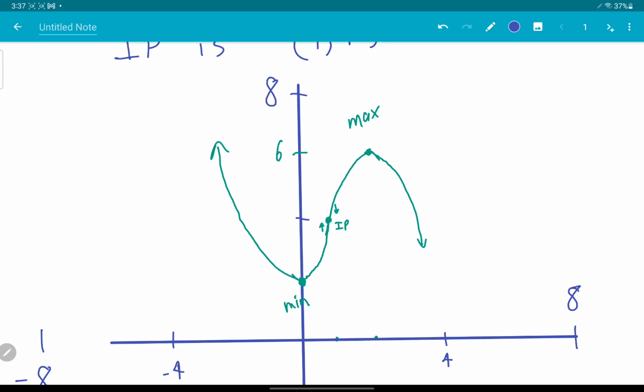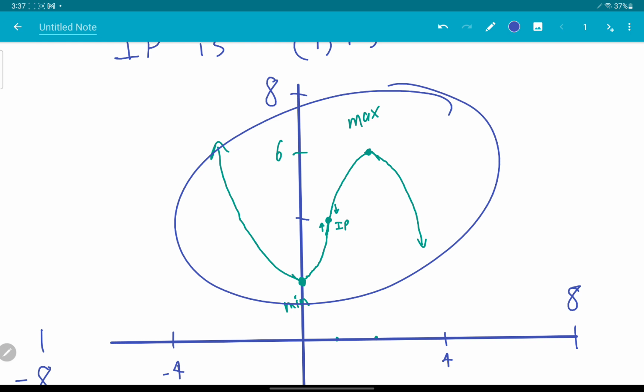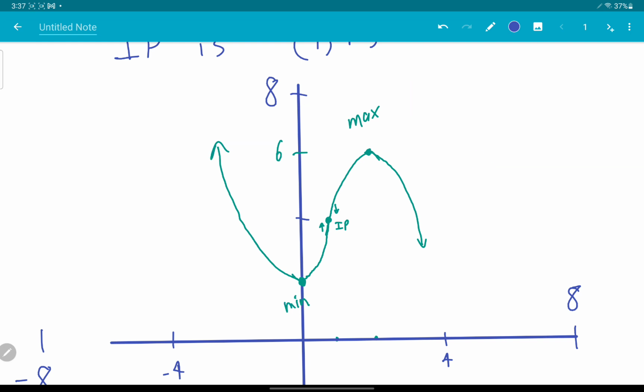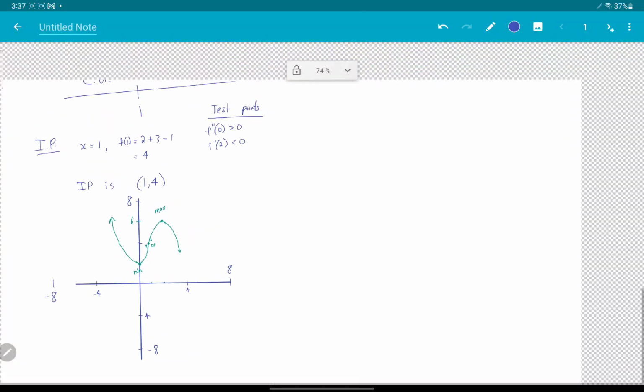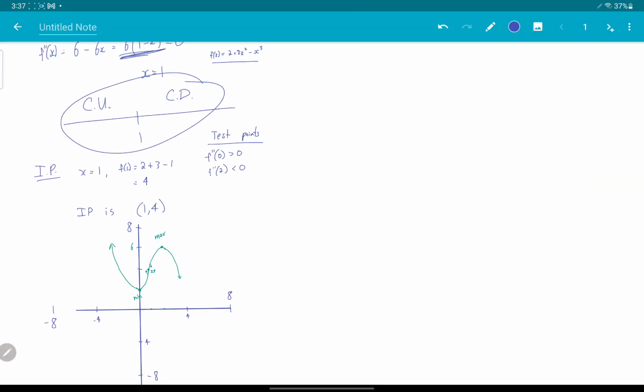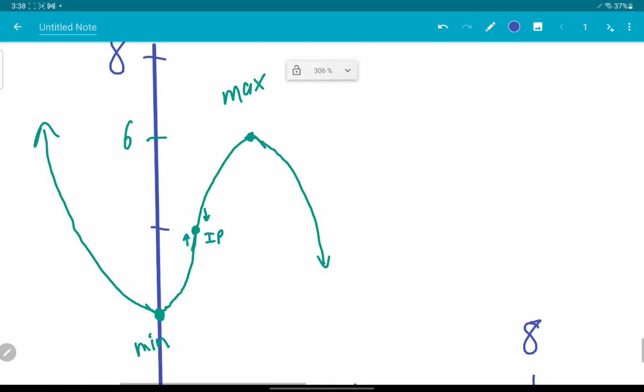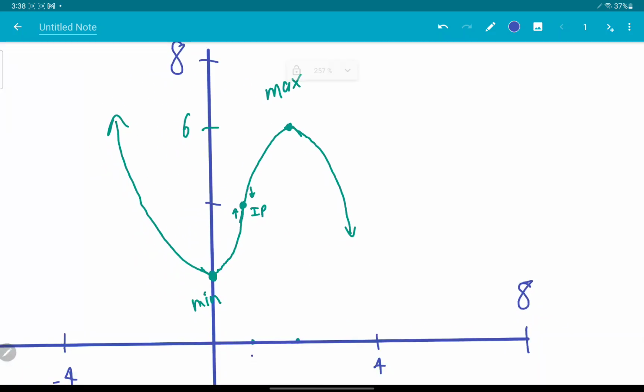Now, what I should do is go back through A, B, C, D, E, F, G, and make sure that everything agrees with what I've drawn here. So how can I do that? How about concavity? It should be concave up before x equals 1, and concave down after x equals 1. And that is indeed what I have, because here is x equals 1 right here, and the concavity is doing what I want it to do. Concave up over here, concave down over here.